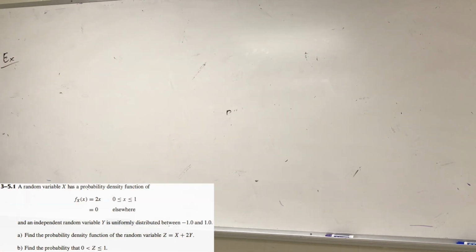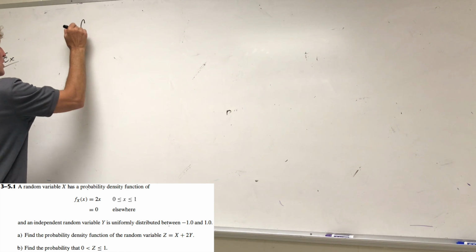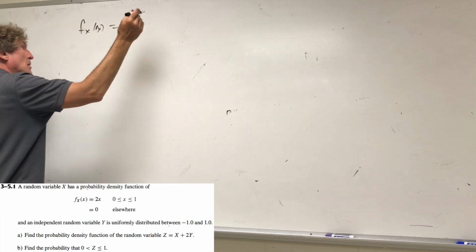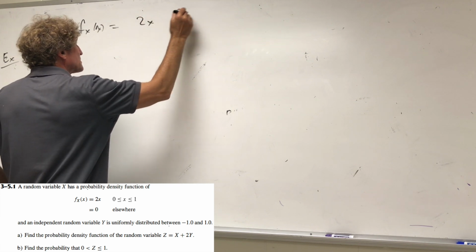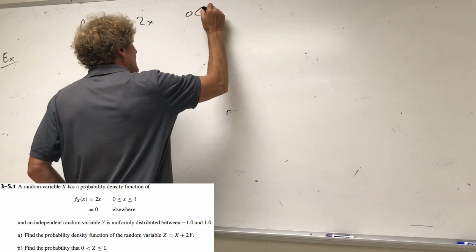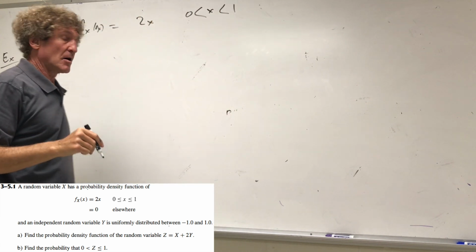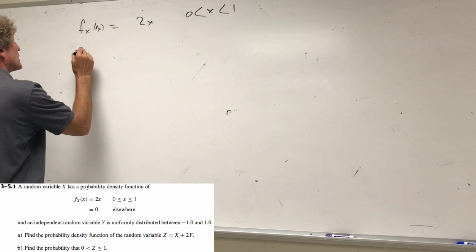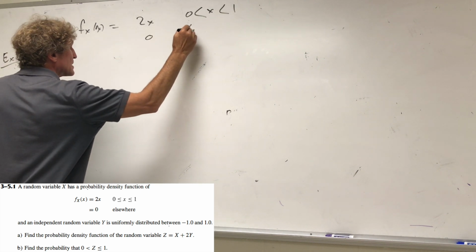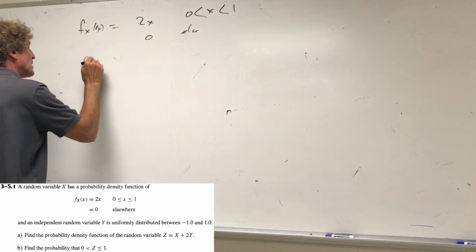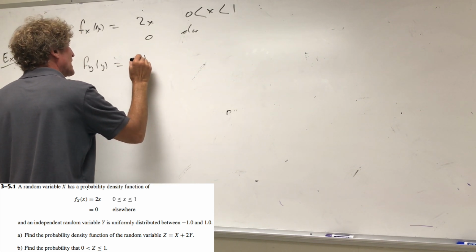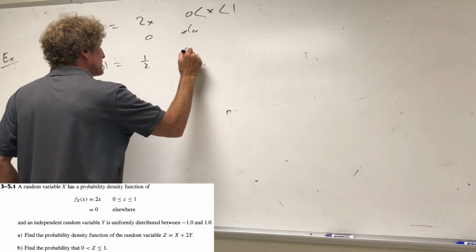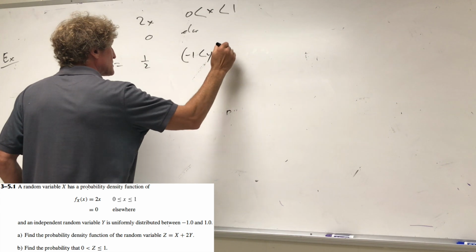So in the exercise, give me the exercise. Random variable x has a probability density function of f of x equals 2x between 0 and 1. Is that right, class? Yeah. All right, keep going. And it's 0 elsewhere. Independent random variable y is uniformly distributed between -1 and 1. All right, so it's going to have 1/2 as the value, and it's between -1 and 1, yeah.